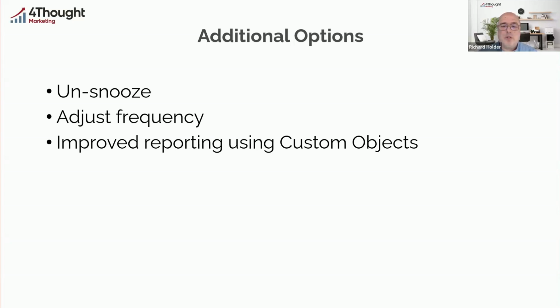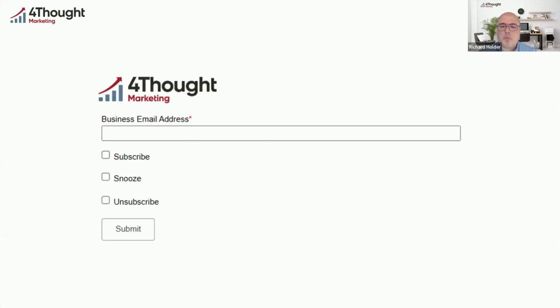You could do an unsnooze. So, somebody snoozed and then a week later they decide, now I want to go right back in and receive communication. So you can easily unsnooze them. You might consider adjusting frequency. I know that's an option for some people because sometimes you get bombarded and you want to slow it down a little bit. And then you may also have a requirement for improved reporting, and so you'll need to collect some additional data to do that.